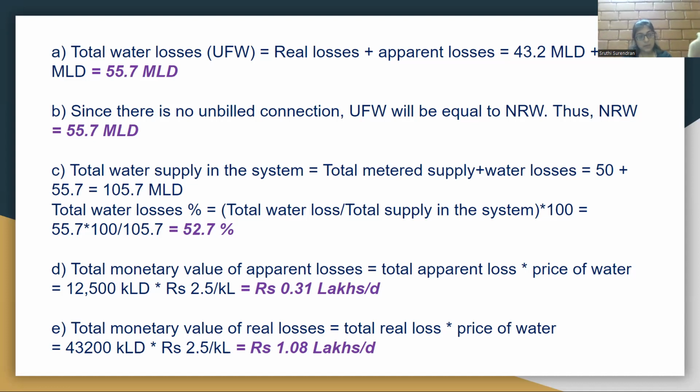Again, the fifth part of the question is the amount that is being lost as a result of real losses. Again, multiply 2.5 by 43.2 million liters per day and you will get the amount.